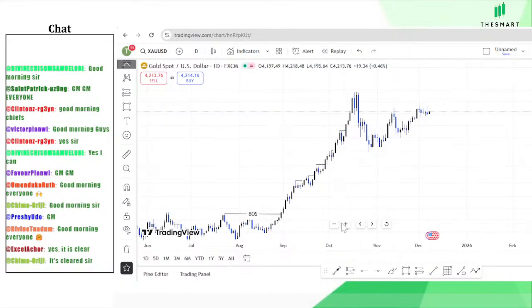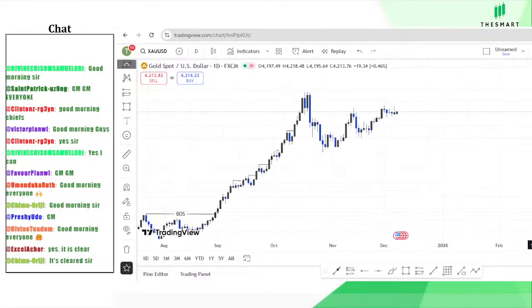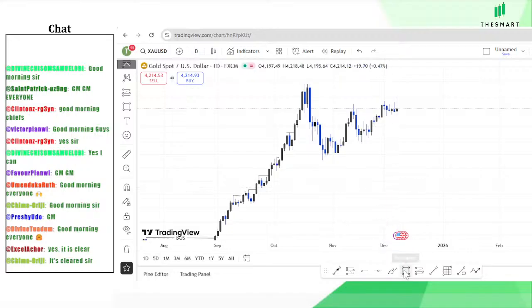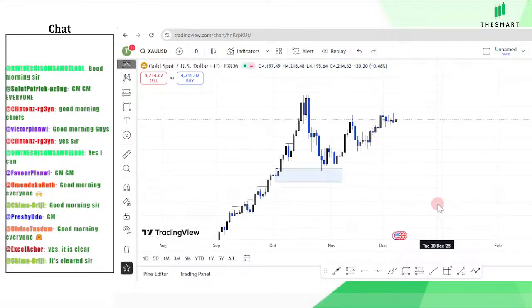Okay, so from the daily level, this is what we have. From this daily, this was the structure, and this was the other block from the daily. Now price has mitigated this level, and price mitigating this level tells us that the buyers are still in control.